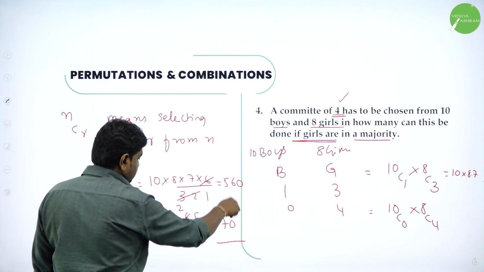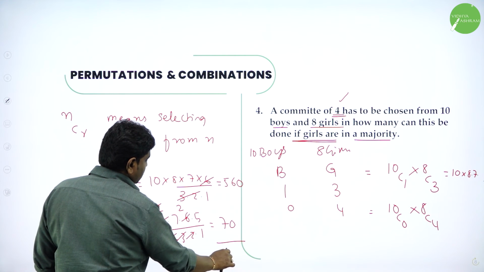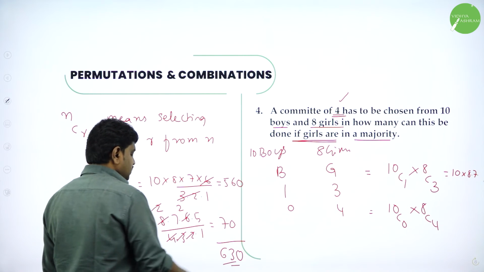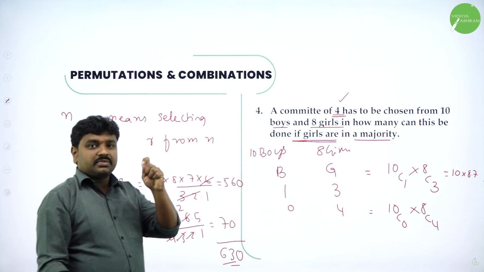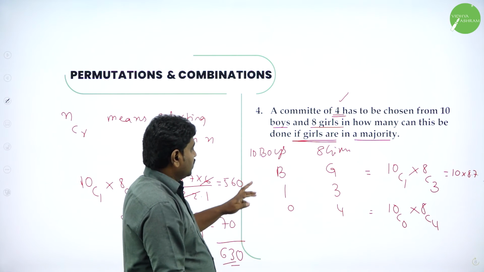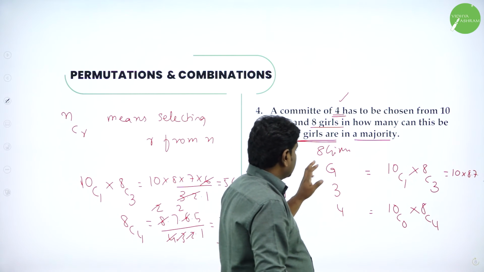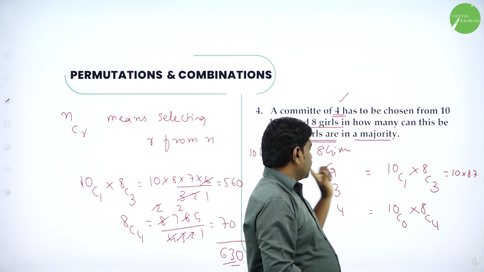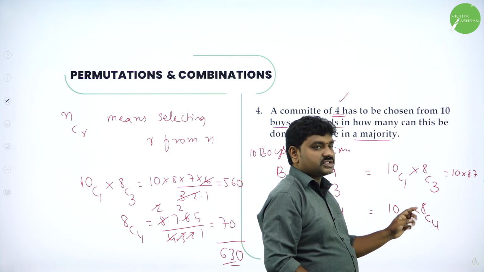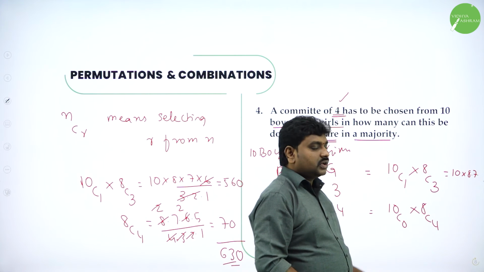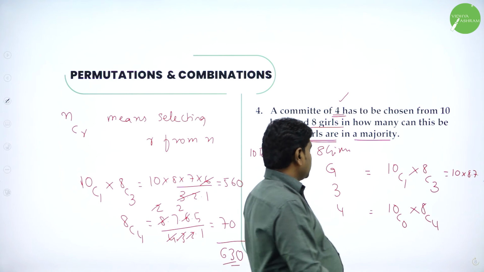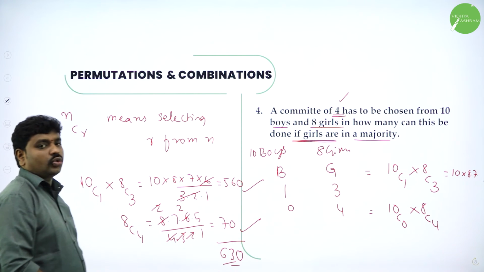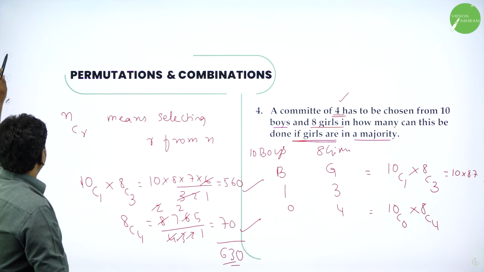So total is 560 plus 70, which is 630. 630 possibilities. Selection means what? NCR. See here, if you want to select 3 girls out of 8 girls, it can be done in 8C3 ways. 1 boy out of 10 boys means 10C1 ways. Total you should multiply. This is one possibility, and this is another, and the first one gives 560, the second one gives 70. Both if you add, you will get the total number of selections.